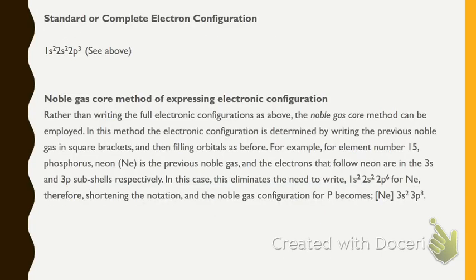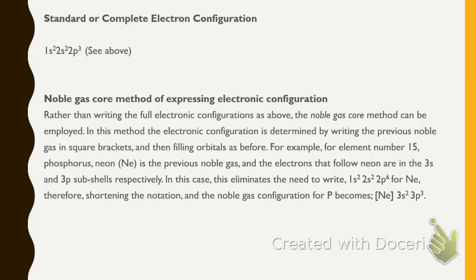The standard or complete electron configuration is when you list out the whole thing: 1s2, 2s2, 2p3, again showing nitrogen. And then electron configuration with the noble gases is called the noble gas core method. Sometimes you might see it called shorthand notation, but basically you will use the noble gas that's previous to whatever you're doing, and then follow what comes after that.